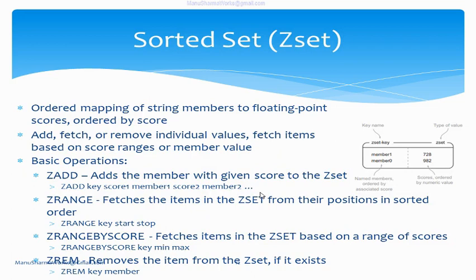The next one is a sorted set. As we have already discussed the set, this is a sorted set. Sorted set means it will have a corresponding score for each individual member. In this case we have ZADD key, member 1 has a score, member 2 has a score. So there is a score associated with each individual member in the sorted set.